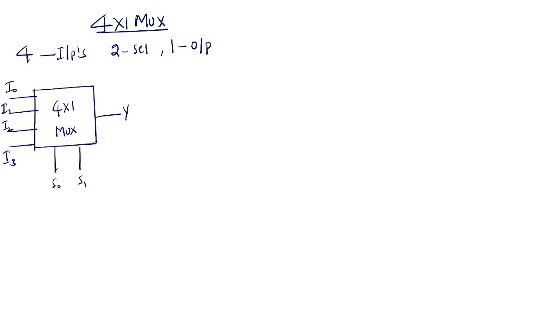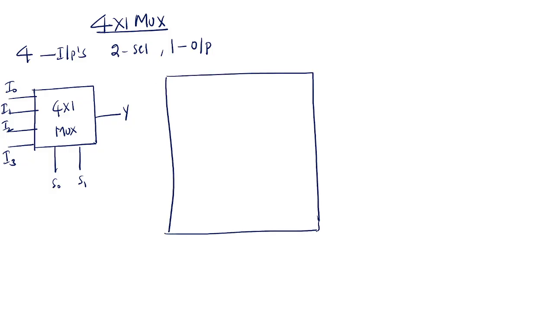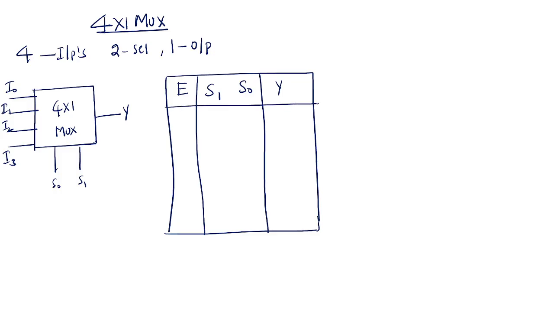If we see the truth table, you have enable, 2 selection lines S1 and S0, and output Y. When enable equals 0, whatever may be the selection line, the output is 0. And when enable equals 1 and the selection lines are 0, 0, at a time one input is connected to the output, that is I0.